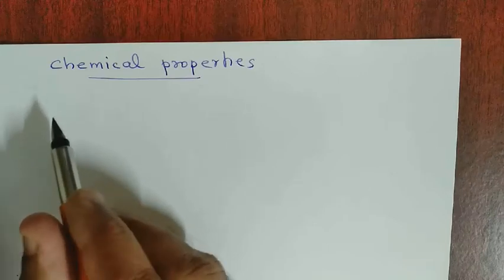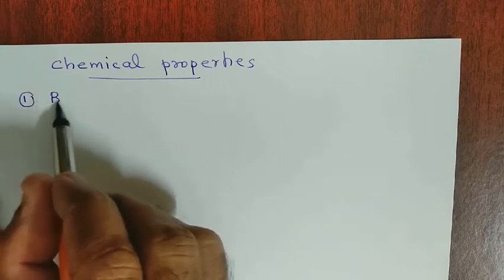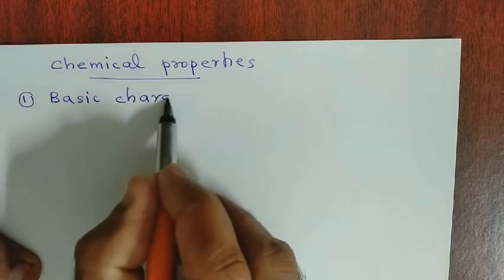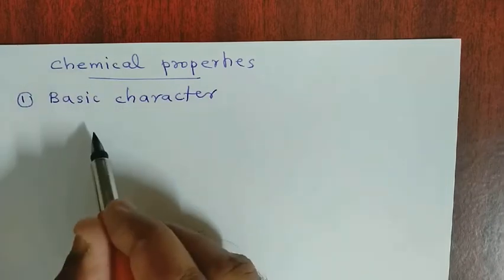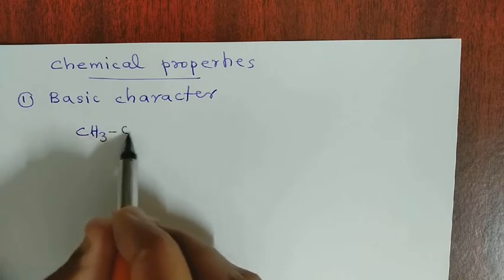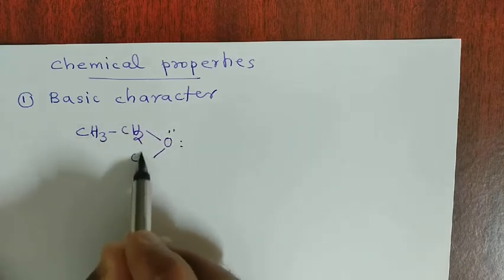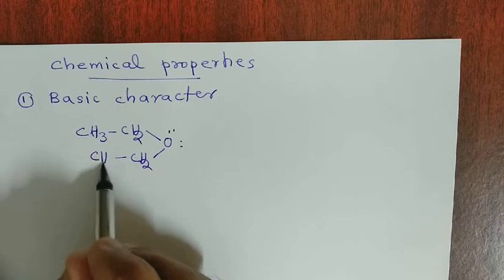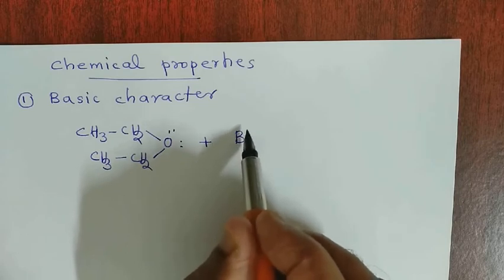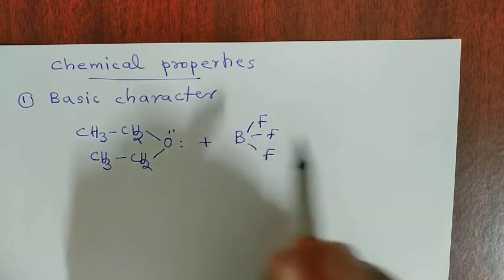Chemical properties of ethers. Basic character. Due to the presence of lone pair electrons on the oxygen atom, ethers are Lewis bases. They can form stable addition products with Lewis acids like boron trifluoride, anhydrous aluminum chloride, etc.